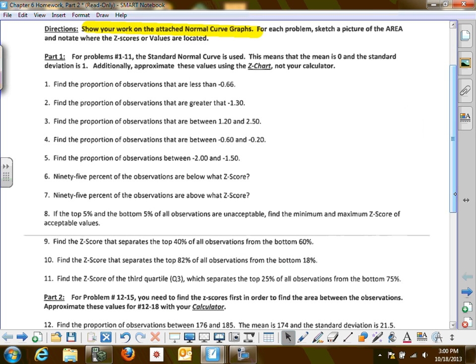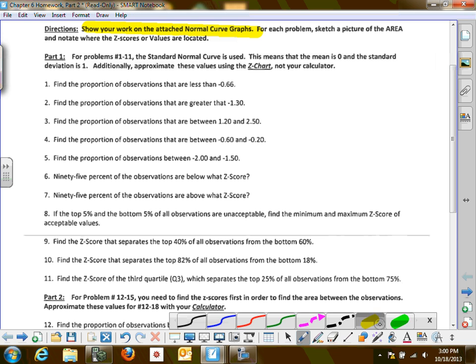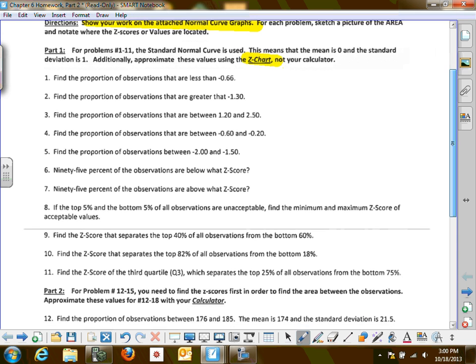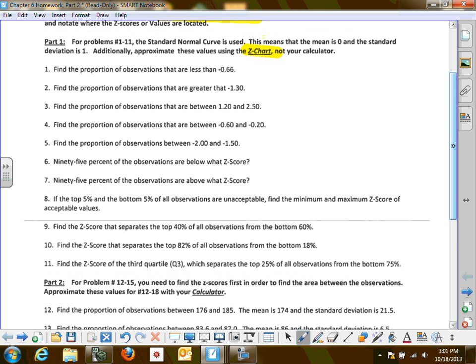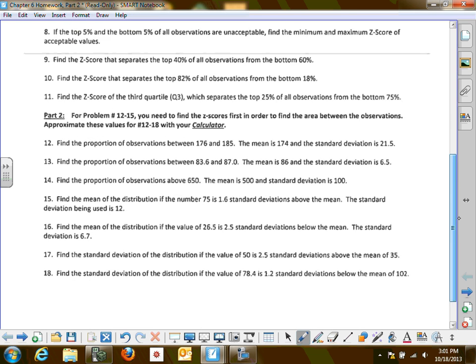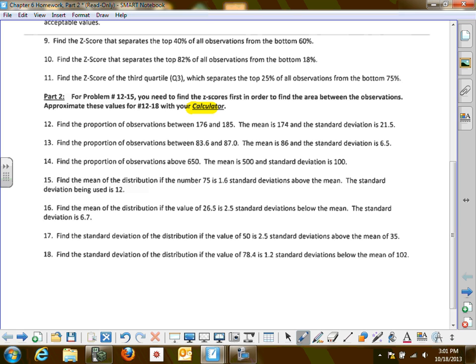Now, the first part you should do with your z-chart. I want you to get used to still being proficient in your z-chart. The second part, you can use your calculator. So, for example, on numbers 12 through 14, 12, 13, and 14 actually, you can use your calculator, but notice the information is given to you a little differently.